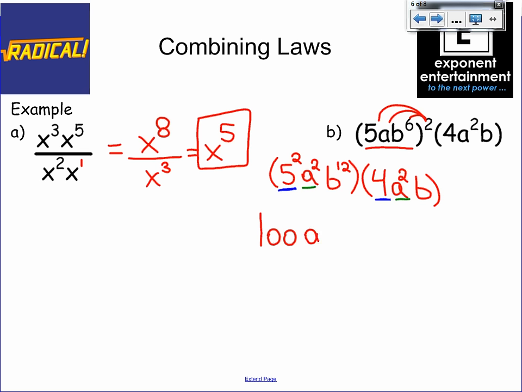We then move on to our next like base that we see. And we have b and b. So those exponents can be combined to give us b to the power of 13. And that's our final answer.